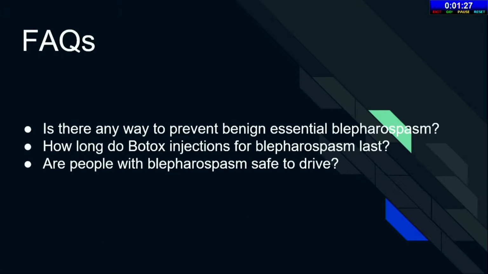These are the frequently asked questions. Is there any way to prevent BEB? No, we cannot prevent BEB, but we can give symptomatic relief by reducing stress or treating any ocular diseases if present. How long do Botox injections for blepharospasm last? The onset of action is from 2 to 3 days, which peaks at 7 to 10 days, and the action continues for 3 to 4 months.